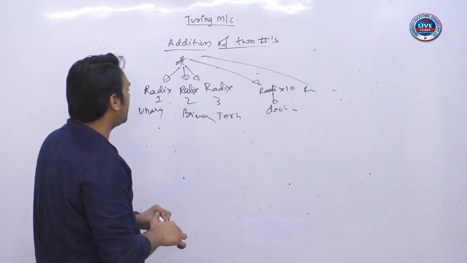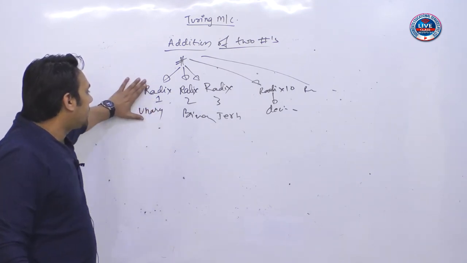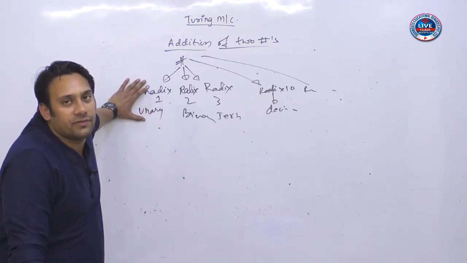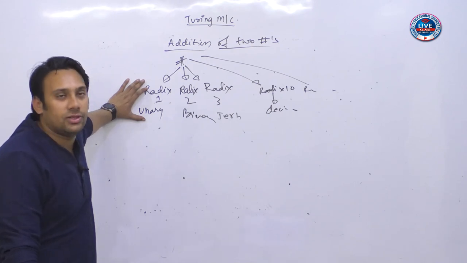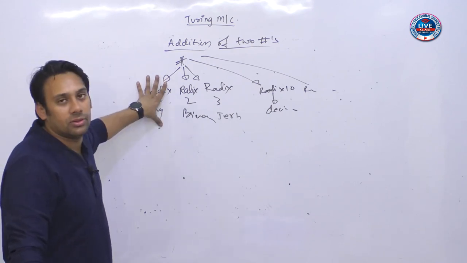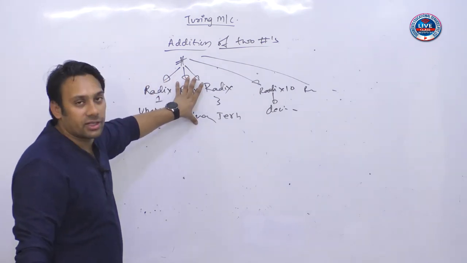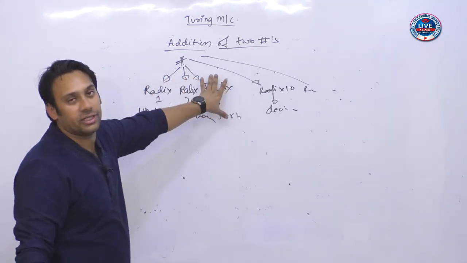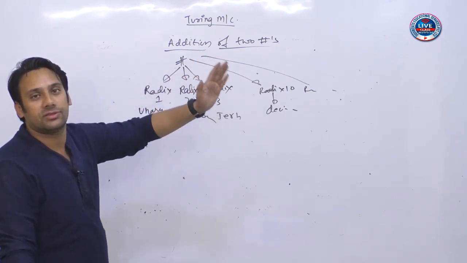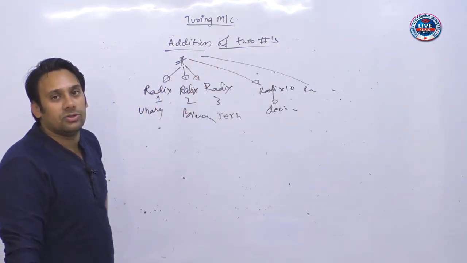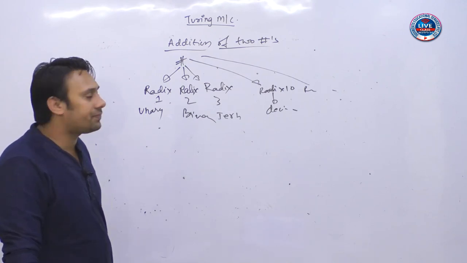So what I mean to say by this is that when you have a number which is given in binary, so if you want to perform some calculations, you can perform that calculation in unary, you can perform that calculation in binary, you can perform that calculation in ternary, doesn't matter what system you are using. The thing is, the result in each of these systems is going to be the same. The result will remain the same.